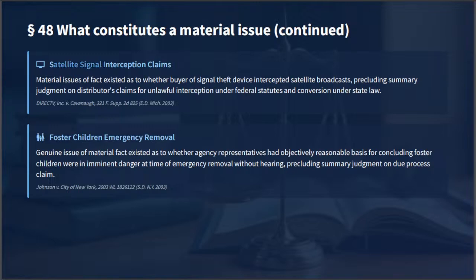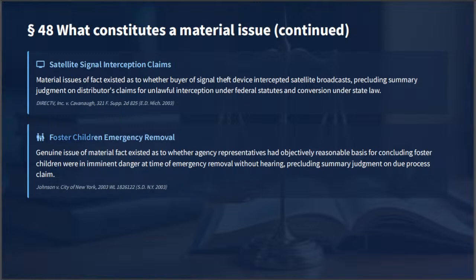And we have satellite signal interception claims. Material issues of fact existed as to whether buyer of signal theft device intercepted satellite broadcasts, precluding summary judgment on distributors' claims for unlawful interception under federal statutes and conversion under state law. That's from DirecTV Incorporated versus Kavanaugh in Michigan, 2003. So someone was stealing DirecTV, and there's genuine issues of material fact, whether he's actually receiving those signals, or whether he intercepted them just because he had the device.